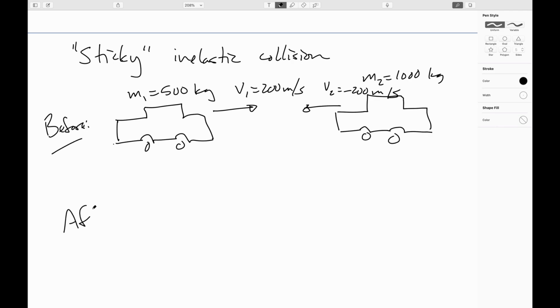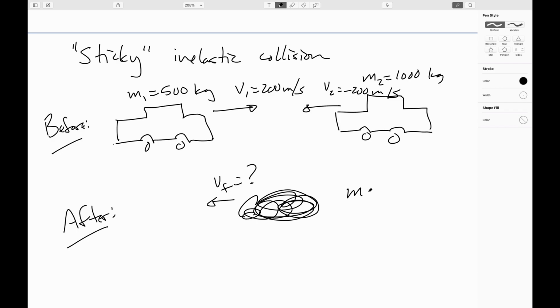After the collision, what we have is one big tangled mess of metal here. And we know since the big car's going to quote-unquote win, the whole thing's going to go skidding off to the left. So we can already intuit that. And we just want to know how fast it's going.